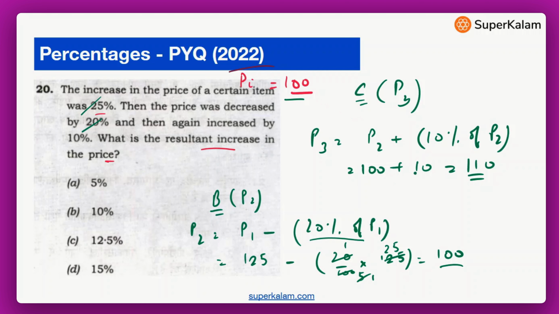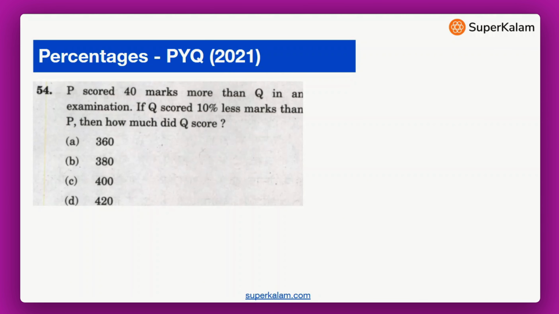And this represents a 10% increase. This represents an increase of 10, which is 10% of P1, which is 10% of the initial value. So the answer is B, 10%. Okay, so moving to the last question of the day.